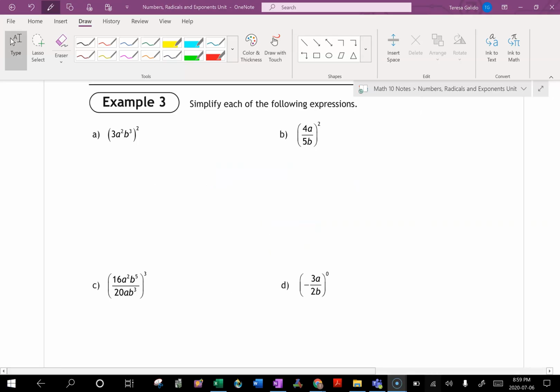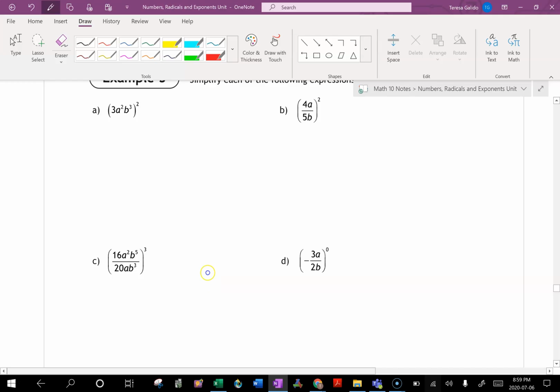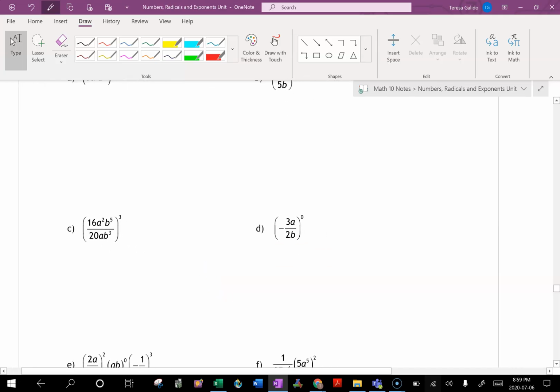Let's look at example 3, letter C here. Now you can do a few things in letter C here. What you can do is simplify the inner expression first and then raise it to the third power, or you can distribute your third power here and then simplify towards the end. I prefer the first one just because if we simplify, we're going to deal with smaller numbers and then we can distribute the number 3.